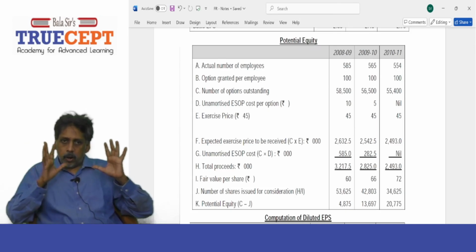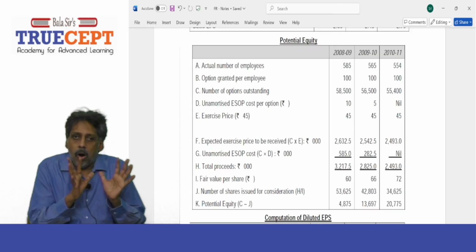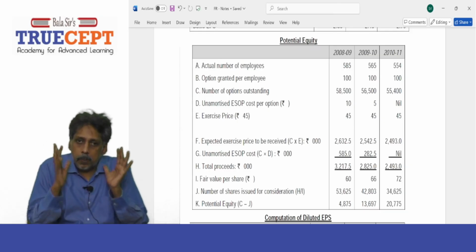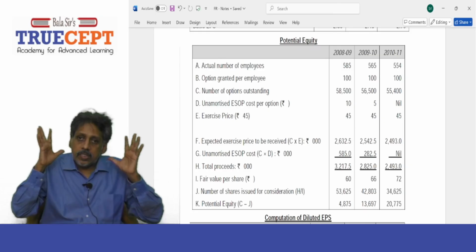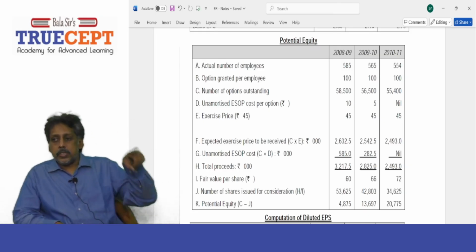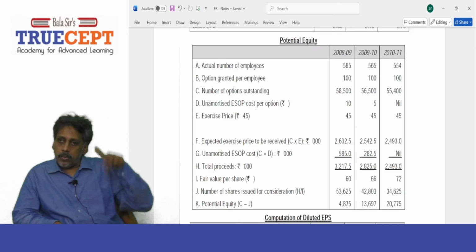If you were to allot, what is the total proceeds? 32 lakh? 17,500. All this imagination, okay. If this amount is collected from the employees, 45 plus 10 collected, if for the same amount of money, had the company issued shares at fair value, what is the fair value per share at the end of year 1?